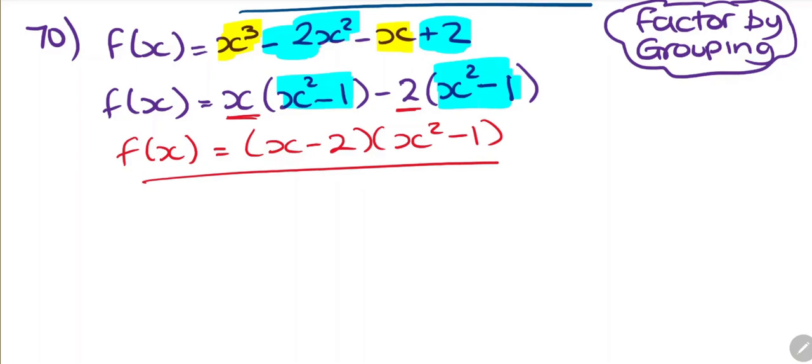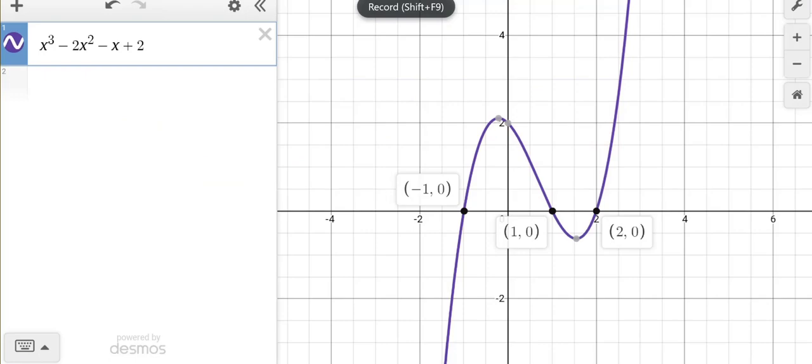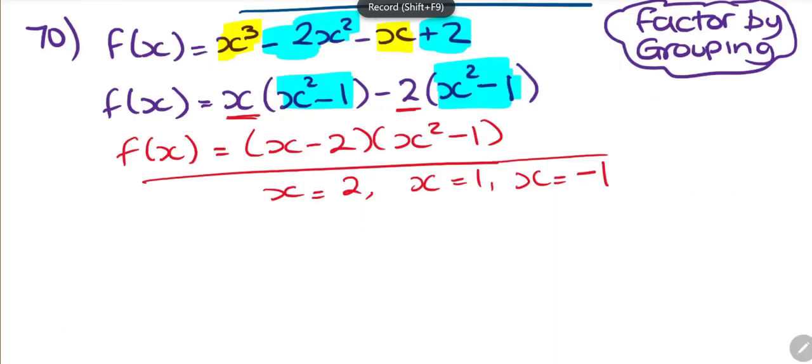So these are my factors, and I'm just going to check in Desmos. Look at the x-intercepts. We're going to have intercepts at minus 1, 1, and 2. And here, because we have the square root, it's going to be a positive and a negative 1.